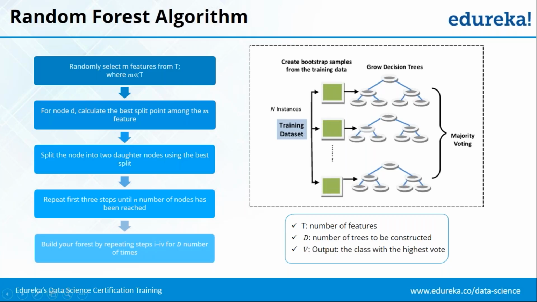So the first important step is to select a certain number of features out of all the features. Now let's move on to the second step. Let's say for any node D, the first step is to calculate the best split at that point.